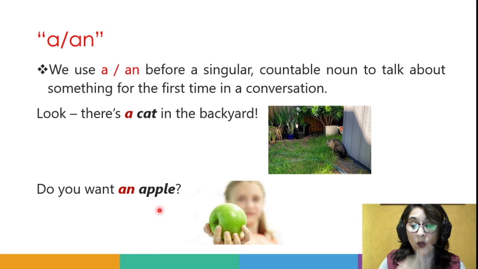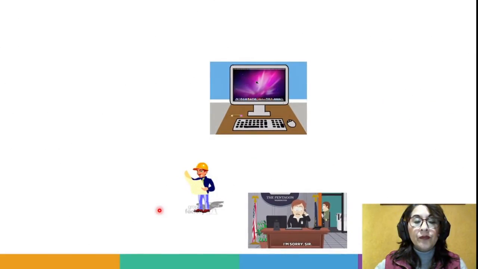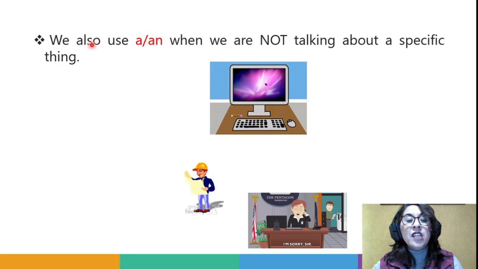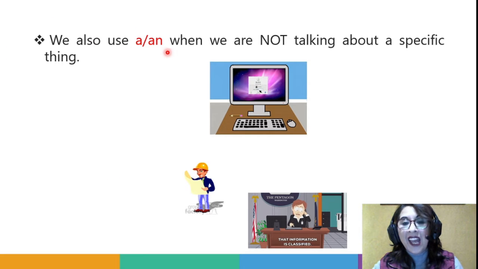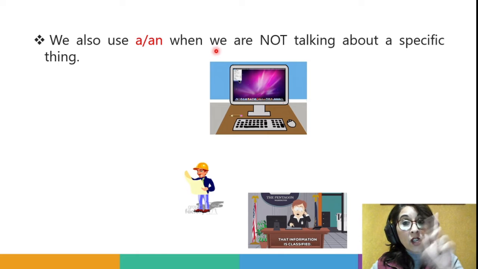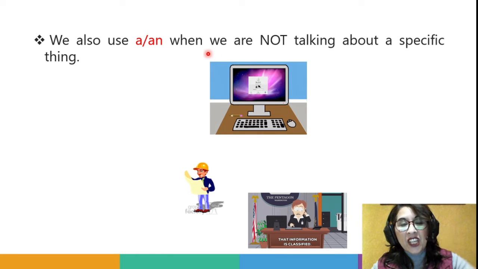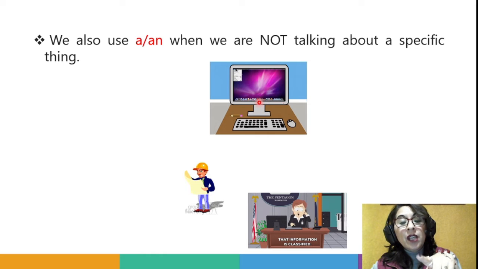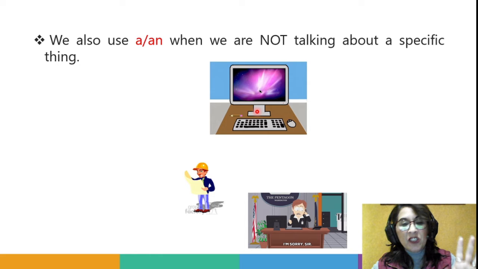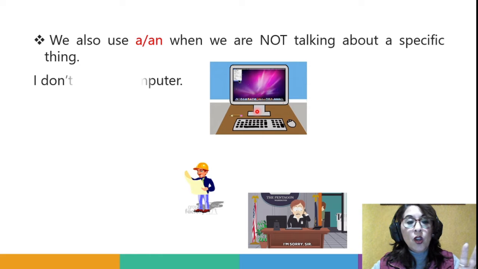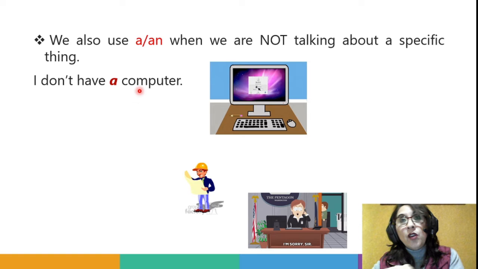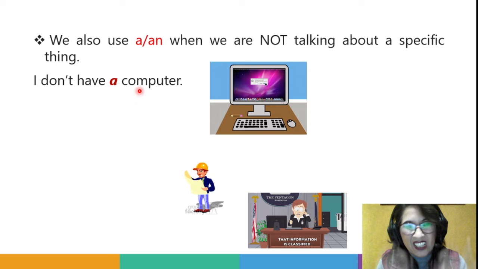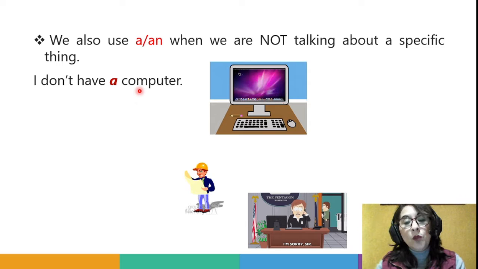But we have more rules. Another important point is that you are going to use these articles, a, an, when we are not talking about a specific thing. So if you are talking about a computer, any computer is not a specific one. Yes? So for example, I don't have a computer. So you are not saying a specific computer. So any computer, a computer.